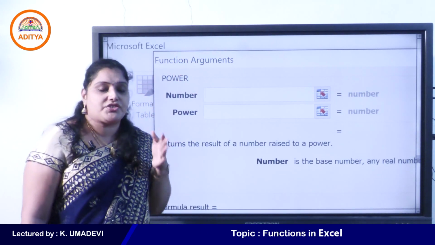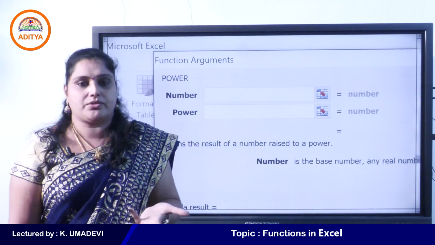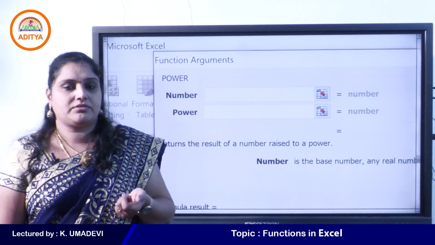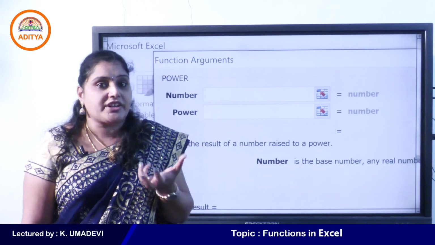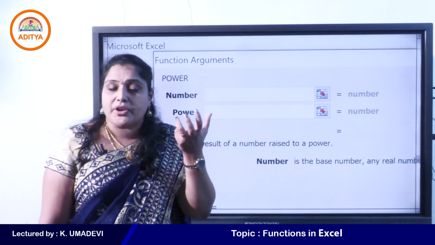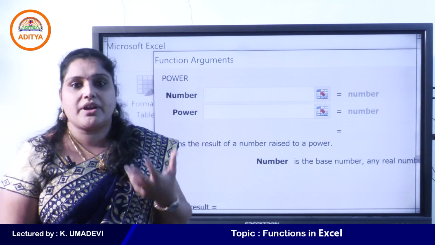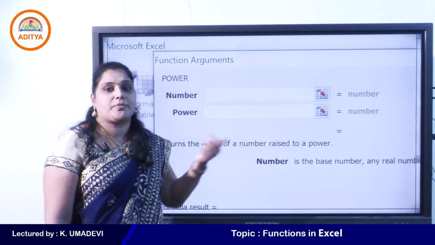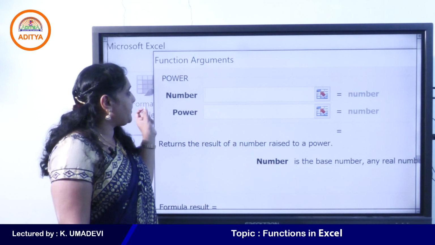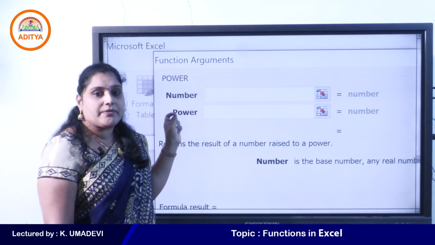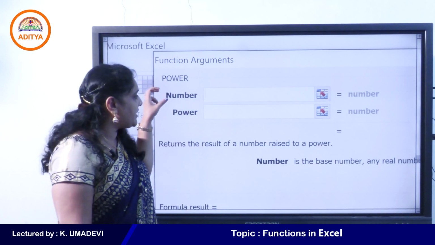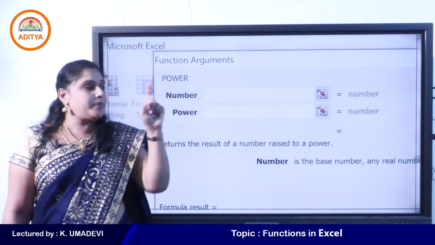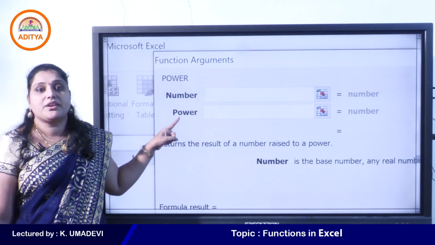So why? Because the sum function is used to add more than one value. That means you can supply as many arguments as you want. Whereas product is used to return the product value for more than one value, right? That means you can supply as many arguments as you want. But what is meant by the power function? The power function is used to return the result as the power raised to the number. It has only two arguments. First one is number, second one is power.